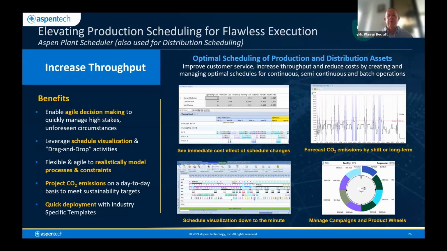We can include CO2 emissions calculations. So as the schedule is updated or modified, you can see the CO2 emissions that have changed with the new scheduling. And we also support things such as campaign wheels and product wheels, which are traditionally used in polymers and specialty chemicals to manage the schedule and sequence of production on a particular line.